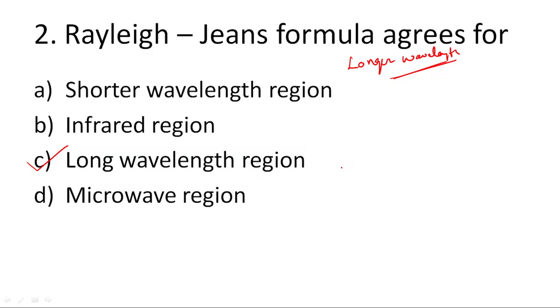So you have to identify, or differentiate between, these three laws: the Rayleigh-Jeans law, Wien's law, and Planck's law.